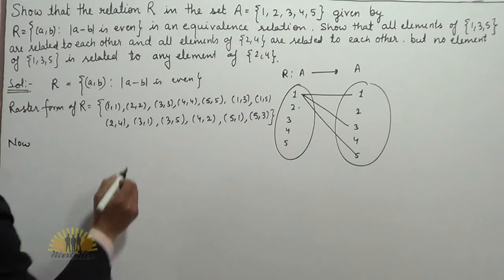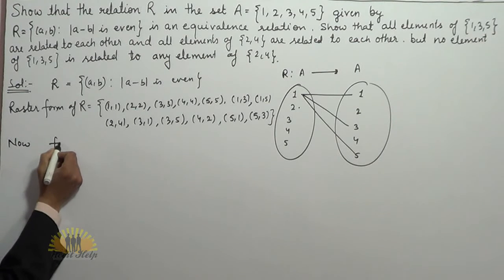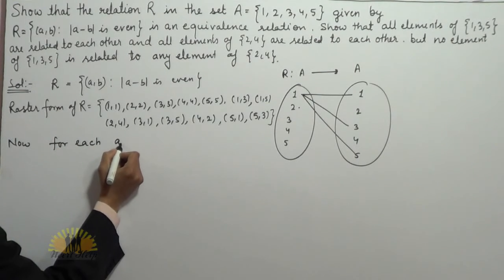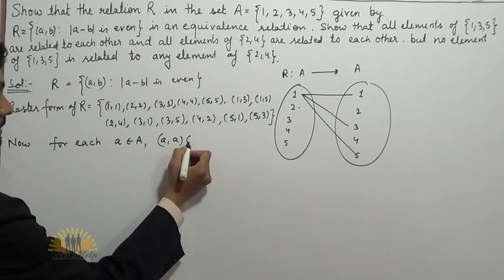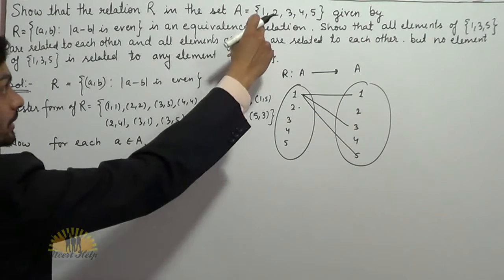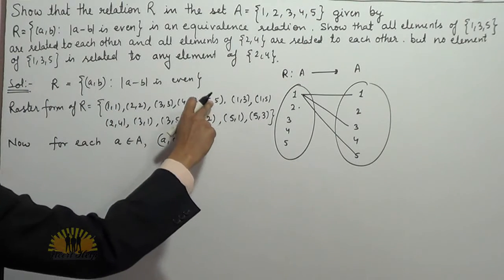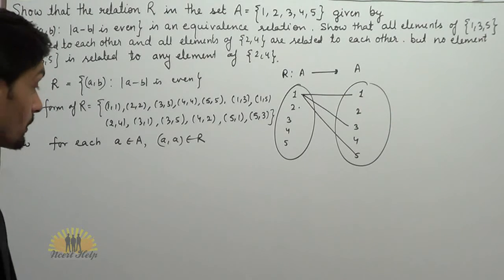Now, after observing the roster form of R, it is clear that for each element a contained in A, (a, a) is contained in R. For example, A contains 1, 2, 3, 4, 5. So (1, 1), (2, 2) up to (5, 5) are contained in R. So this is a reflexive relation.